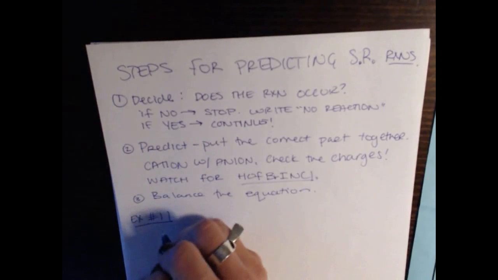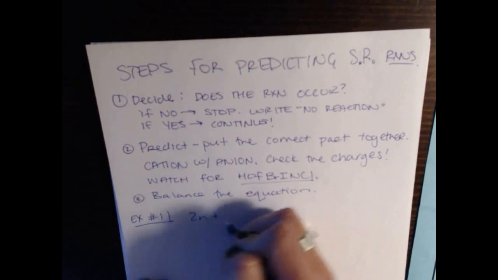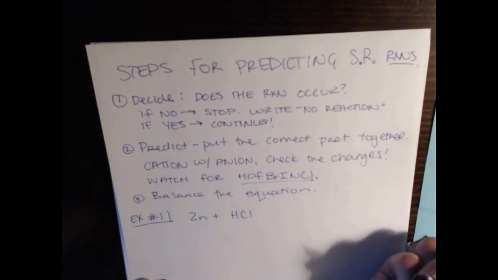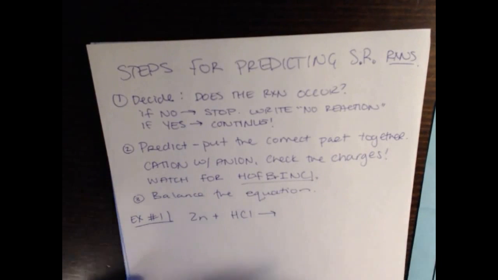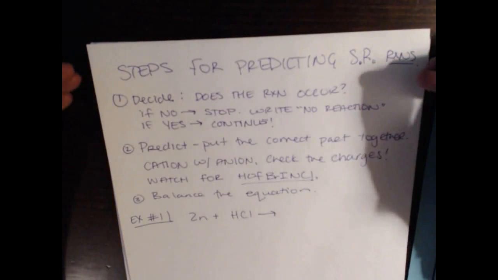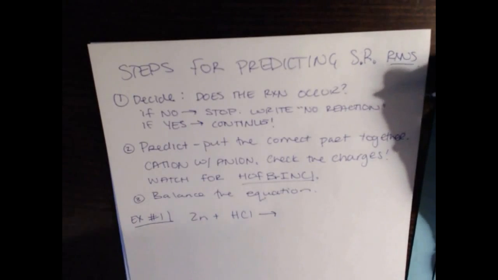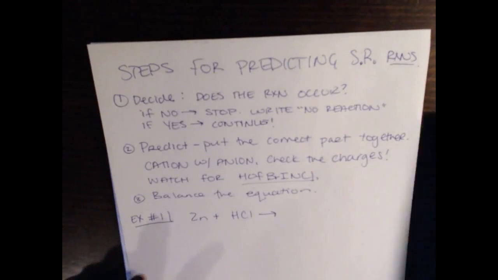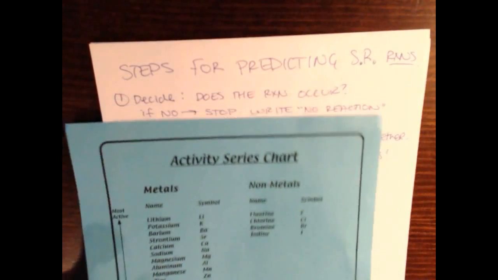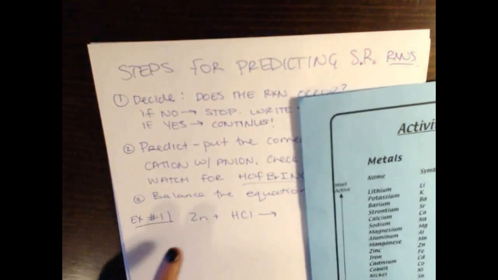What if you have zinc plus hydrochloric acid, and you're asked to predict the products? So in step 1, we're going to decide, does the reaction occur? If no, stop. If yes, continue. This is where the activity series is going to come in handy. We're going to look and we're going to compare.